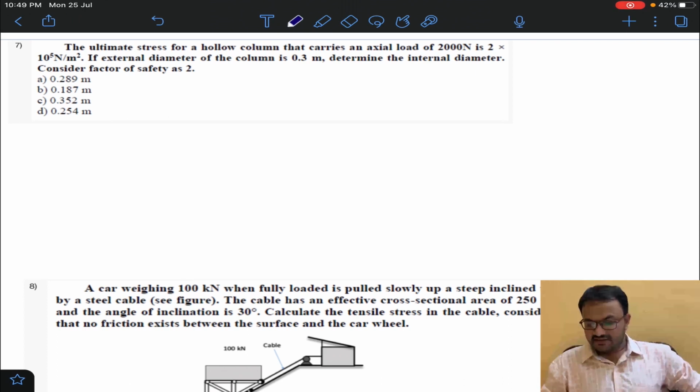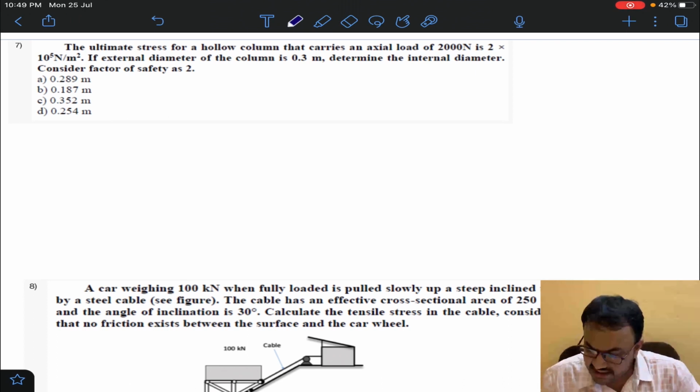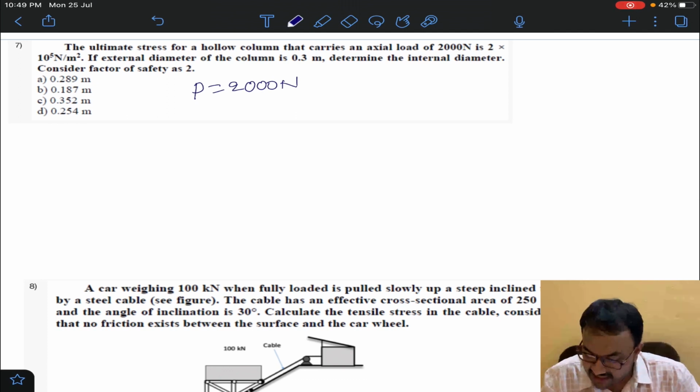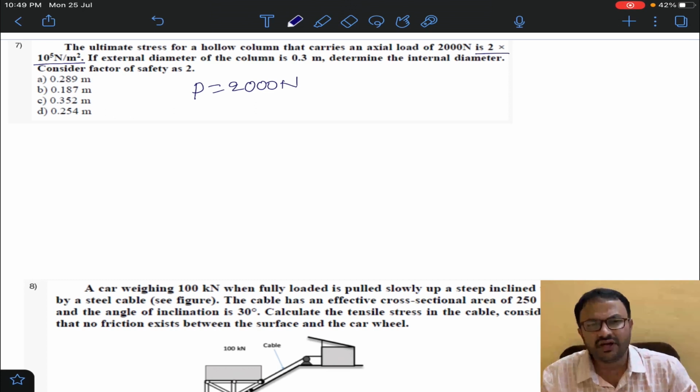He has given the ultimate stress for a hollow column that carries an axial load of 2000 Newton, that is load P is equal to 2000 Newton. He has given the ultimate stress as 2 into 10 power 5 Newton per meter square. If the external diameter of the column is 0.3 meters, determine the internal diameter considering factor of safety is equal to 2.